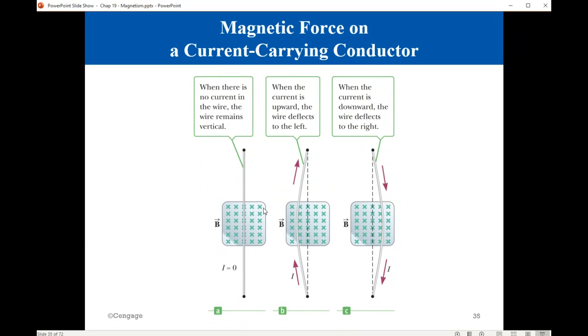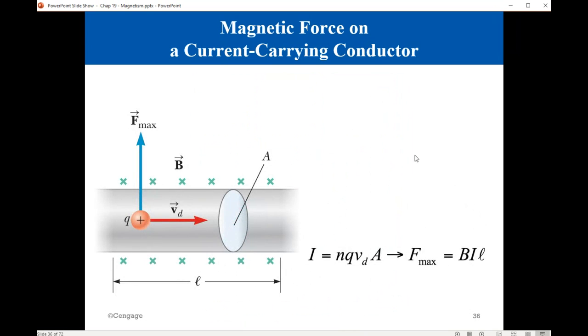So here we have this magnetic field into the screen. If the current is 0, the wire will be straight. Once you apply the current in one direction, you apply the right-hand rule, the force will be going this way to the east. And because of that, the wire will bend this way. If you reverse the current, then the magnetic force will reverse and the wire will bulge in this direction.